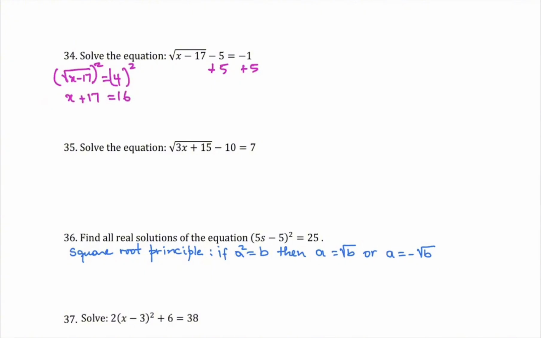I would add 17 on both sides. So x equals 33. Now we need to check if this solution is an extraneous solution. So we should check for extraneous solutions.